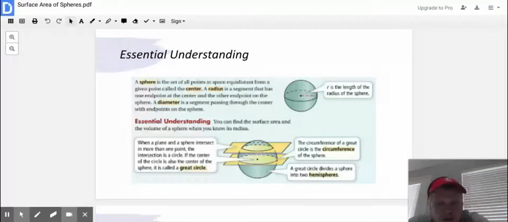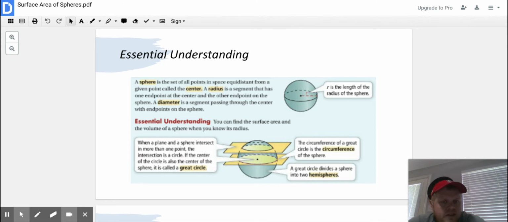And when a plane and a sphere intersect in more than one point, the intersection is a circle. All right. If the center of a circle is also the center of the sphere, it is called a great circle. So again, if I put a paper right through that sphere and lift that part up, the inside of that is going to be a circle. And if I put that same paper right through the diameter of that sphere, right through the middle, and I pick it back up, it's going to be a bigger circle, but it's the biggest circle that it can be, and that's called a great circle.